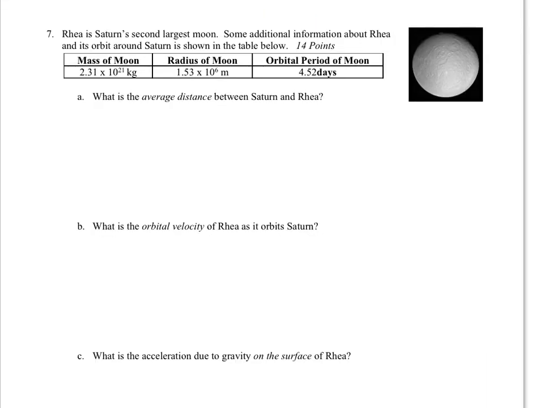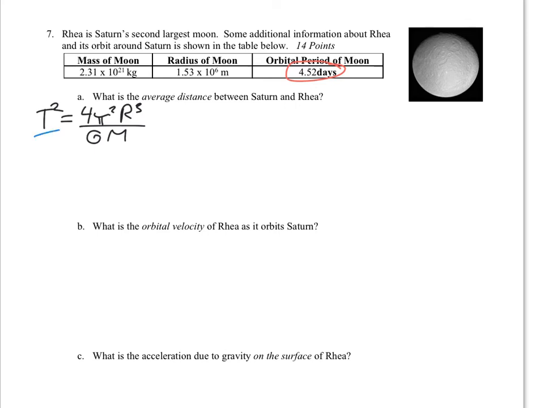All right, so for this problem, we're concerned with the orbit of Rhea, Saturn's largest moon. The first thing we're asked to do is figure out what is the average distance between Saturn and Rhea based off of some things we know about Rhea, one of them being the orbital period. And so I'm going to use Kepler's third law, and I'm going to use this form of it, T squared equals 4 pi squared r cubed over GM, and ultimately I'm going to be looking for this r value. That is the average distance between Saturn and Rhea.